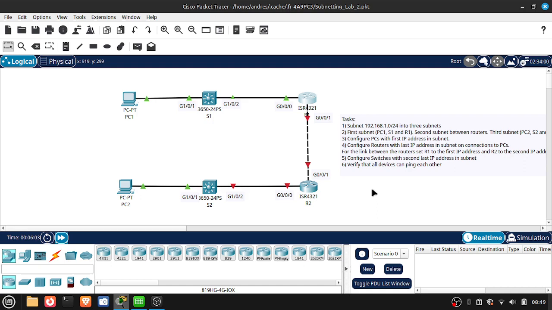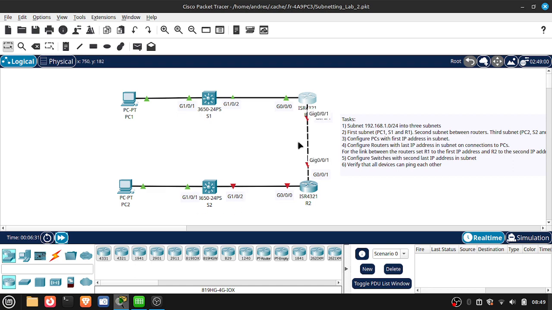This is our lab number 2 and we have to subnet the 192.168.1.0/24 into 3 subnets. Why? Because here we have one connection that is going to be one LAN. Here we have another connection and here we have another connection. That's why we need 3 subnets, one for every local area network.